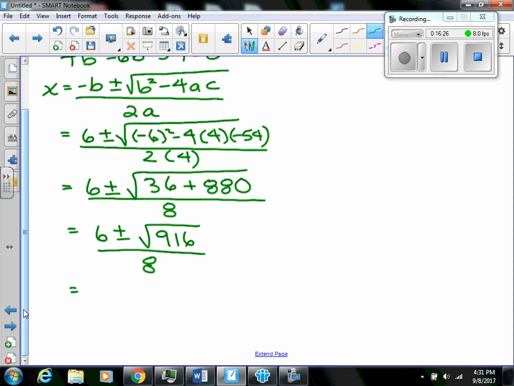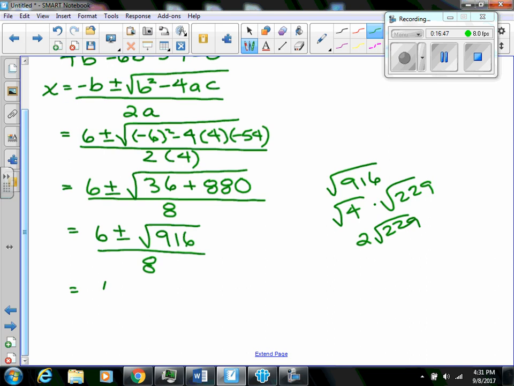Now, square root of 916 is not a perfect square, but there is a perfect square that can divide into it, and that would be a 4. So 4 times 229, and that is 2 times the square root of 229. So 6 plus or minus 2 times the square root of 229 divided by 8.